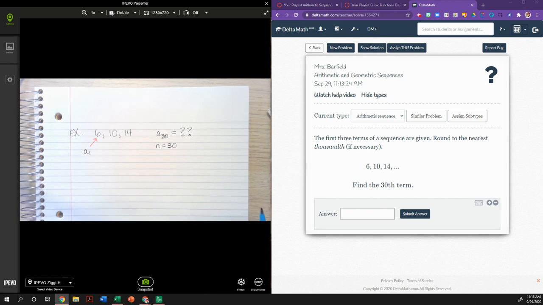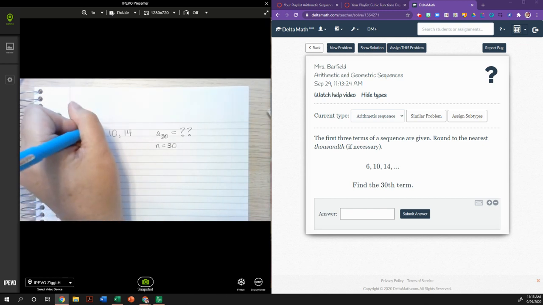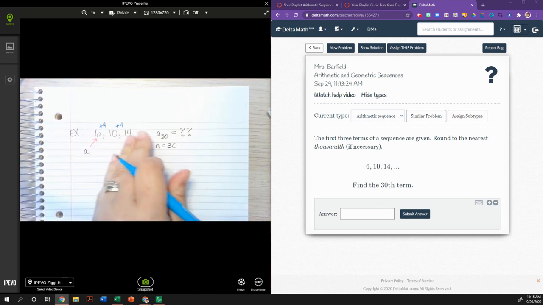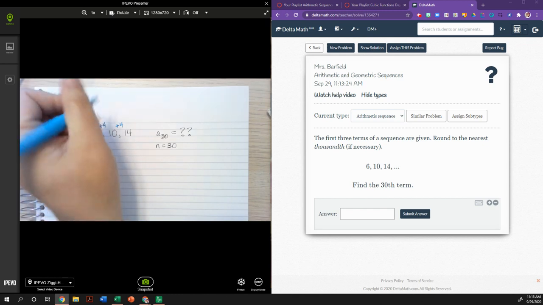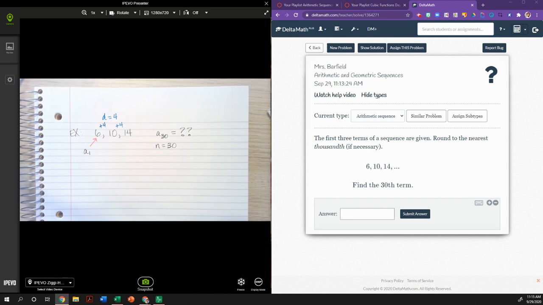And I also know my common difference. So remember, this whole process started with me finding the common difference. And I did that by taking the second term and subtracting the first term. So 10 minus 6 is 4. So that means the common difference is adding 4 to get the next term. So that means I know that D equals 4. Okay, so now I've got all this information. So what do I do with it?